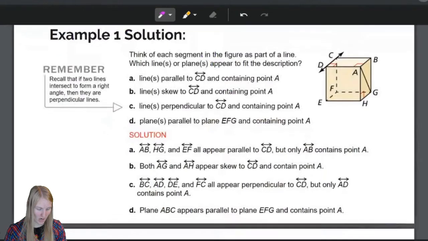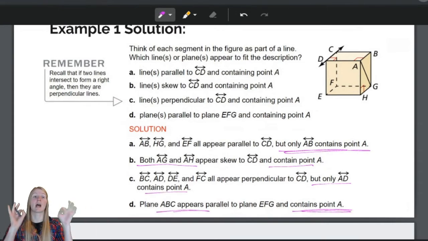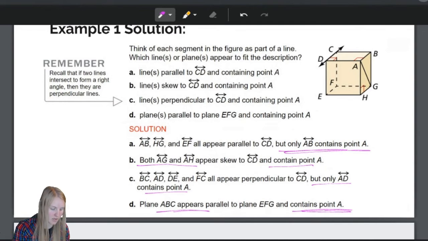Beautiful. We can check our answers. Only AB contains point A. Only AD contains point A. And ABC contains point A, because they all need to contain point A. So yay. We were right.